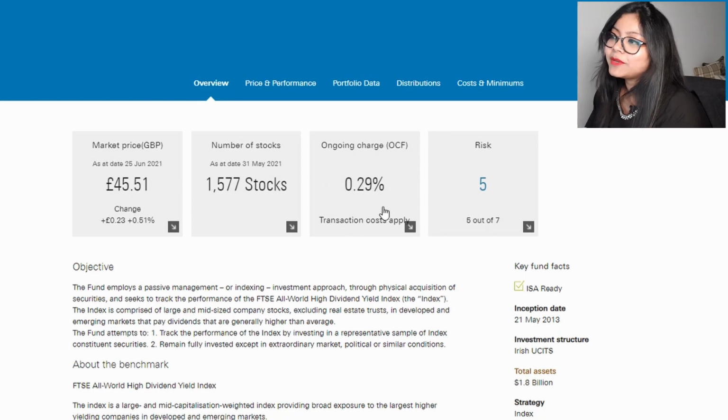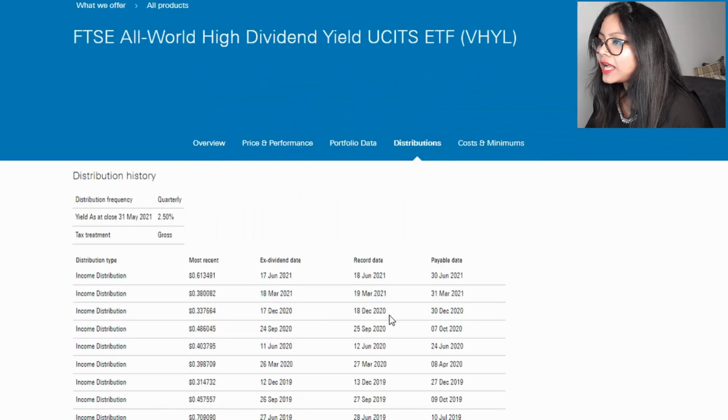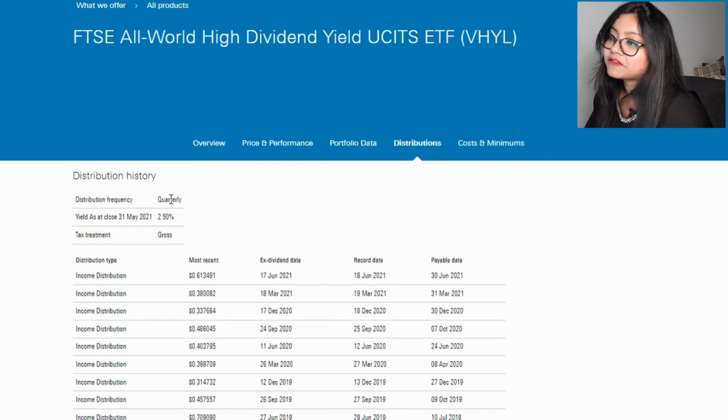It is on the higher end because they have to track over 1,500 stocks, and these stocks are not only in a developed market index, they have emerging market stocks, so it requires a little bit of extra work or extra management for managing this fund. Now let's look at their distribution. The first thing to look at: this one pays out your dividends on a quarterly basis like the first one we looked at, but it's got one of the lowest yields.